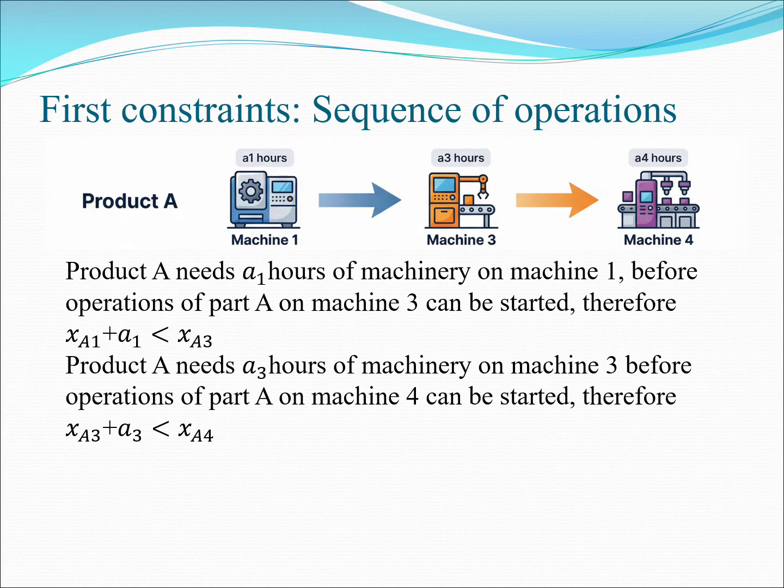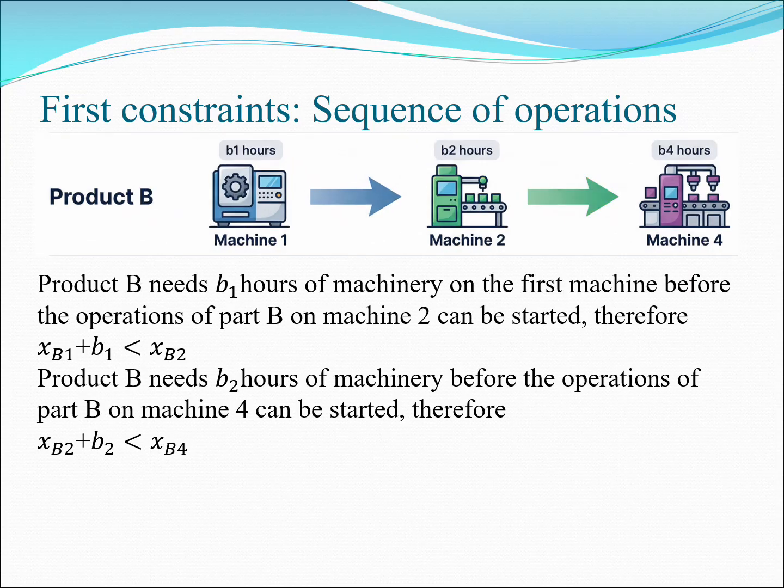The first set of constraints is associated with the sequence of operations. Product A needs machines 1, 3 and 4 in order, and each machine needs a time. Therefore, we need to complete the operations on the first machine and then go for the operations of the third machine. We write 2 constraints for each sequence.